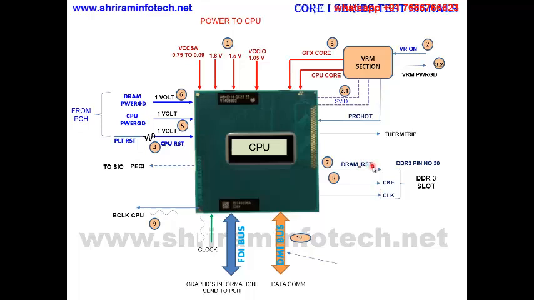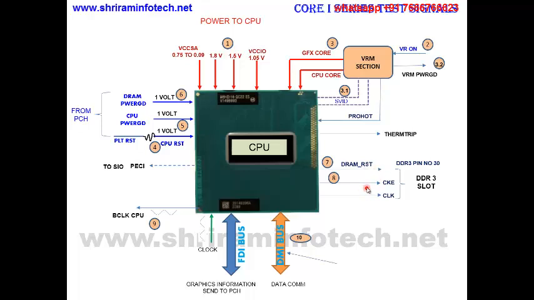Number 1 is the DRAM reset. Once the processor receives this DRAM power good from the PCH, it releases one signal, that is the DRAM reset. You can check this signal on RAM slot pin number 30. At RAM slot pin number 30, you should get 1.5 volts. If 1.5 volts is coming, that means this signal passes and the processor is mostly working. This VID signal coming means the CPU is responding. This signal you have to check with the help of an oscilloscope. This signal you can check with the help of a multimeter.